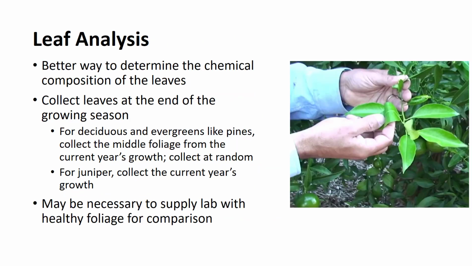The chemical composition of leaves can be determined by chemical analysis. Because the nutrition of leaves is fairly well stabilized by the end of the growing season, it is the recommended time for collecting samples. For deciduous species and evergreens such as pine, the middle foliage from the current year's growth is suggested. For evergreens such as juniper, the current year's growth is sampled. It may be necessary in some situations to supply the laboratory with healthy foliage for a reference standard, since standards have not been established for all woody species.